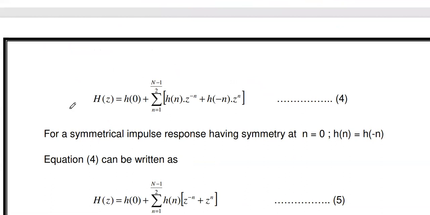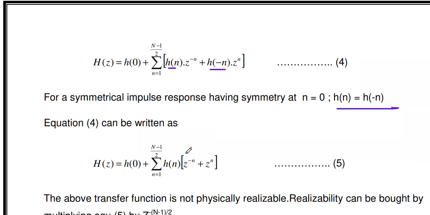Generally we can write it as H of z equal to H of 0 plus summation n equal to 1 to (N minus 1)/2 of H of n z power minus n plus H of minus n z power n. In this case, H of n and H of minus n are both the same, so both values are equal. So we can write H of n outside.